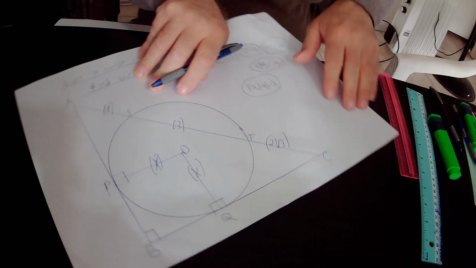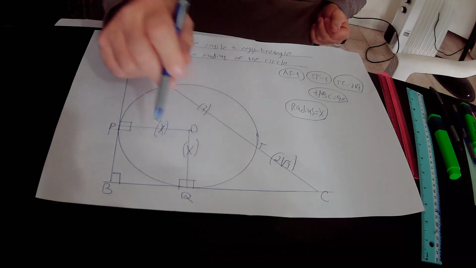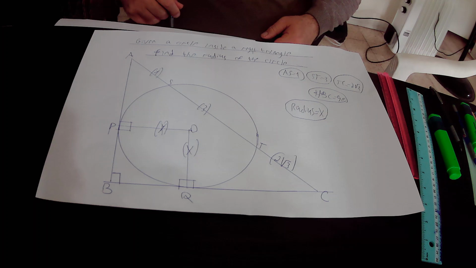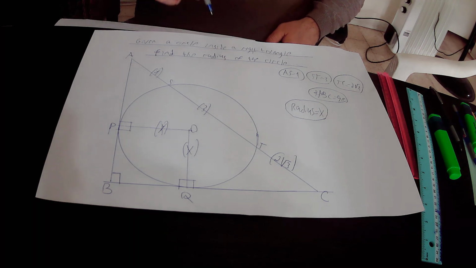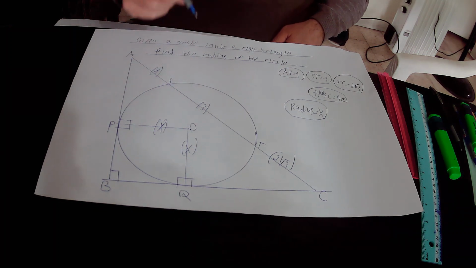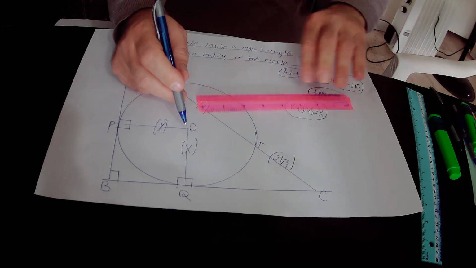So inside this quadrilateral POQB, we have 1, 2, 3 right angles. The sum of 3 right angles is 270 degrees, plus the size of this fourth missing angle. In total, the sum of those 4 angles must be equal to 360 degrees, according to the rule that the sum of the angles in any quadrilateral is equal to 360 degrees. Therefore, the missing fourth angle here, this angle, must be equal to 90 degrees in its size.